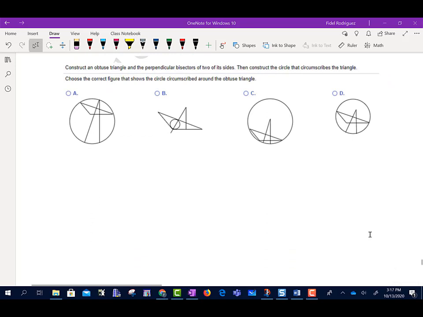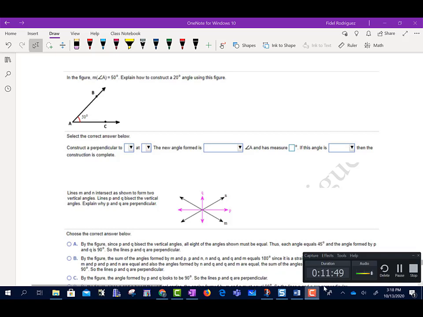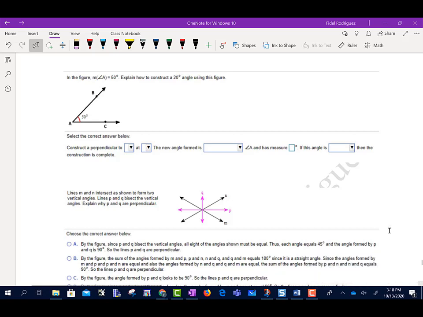All right, so guys, we're going to skip this next problem here, but I am going to go to this one here. And it says in the figure, the measure of angle A is 50 degrees. Explain how to construct a 20-degree angle using this figure. So let's go ahead and do. Okay, so what we're going to do is we're going to construct a perpendicular right here. Line segment, oh, I don't know, let's call it AP.